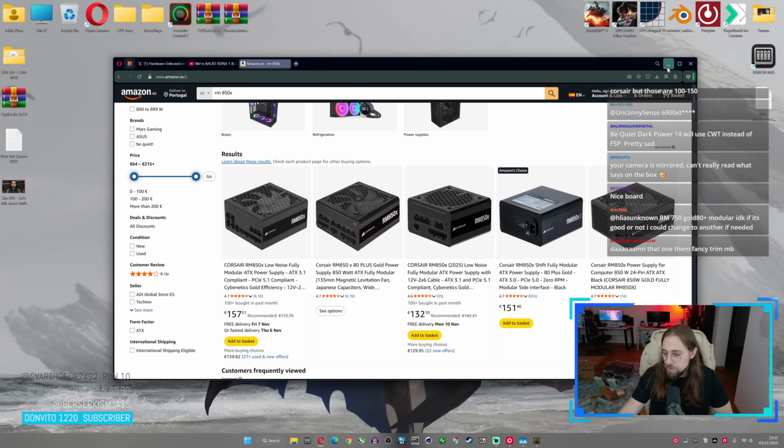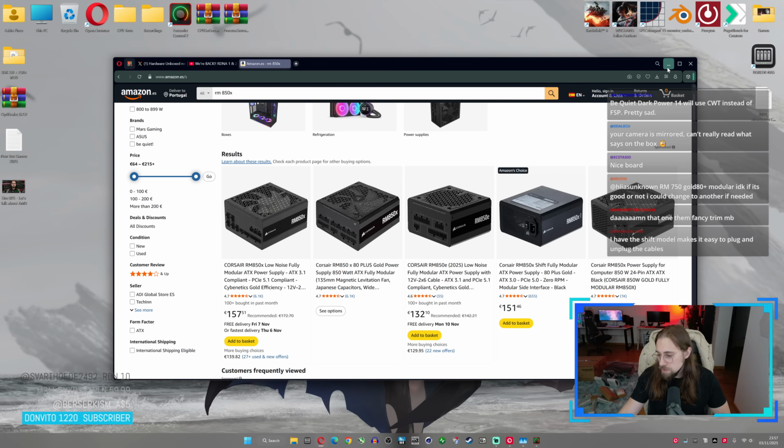The RM750 Gold Plus, it's basically the one that I have, so keep it. It's a great PSU, especially in terms of PSU filters and so on. It's a great PSU.